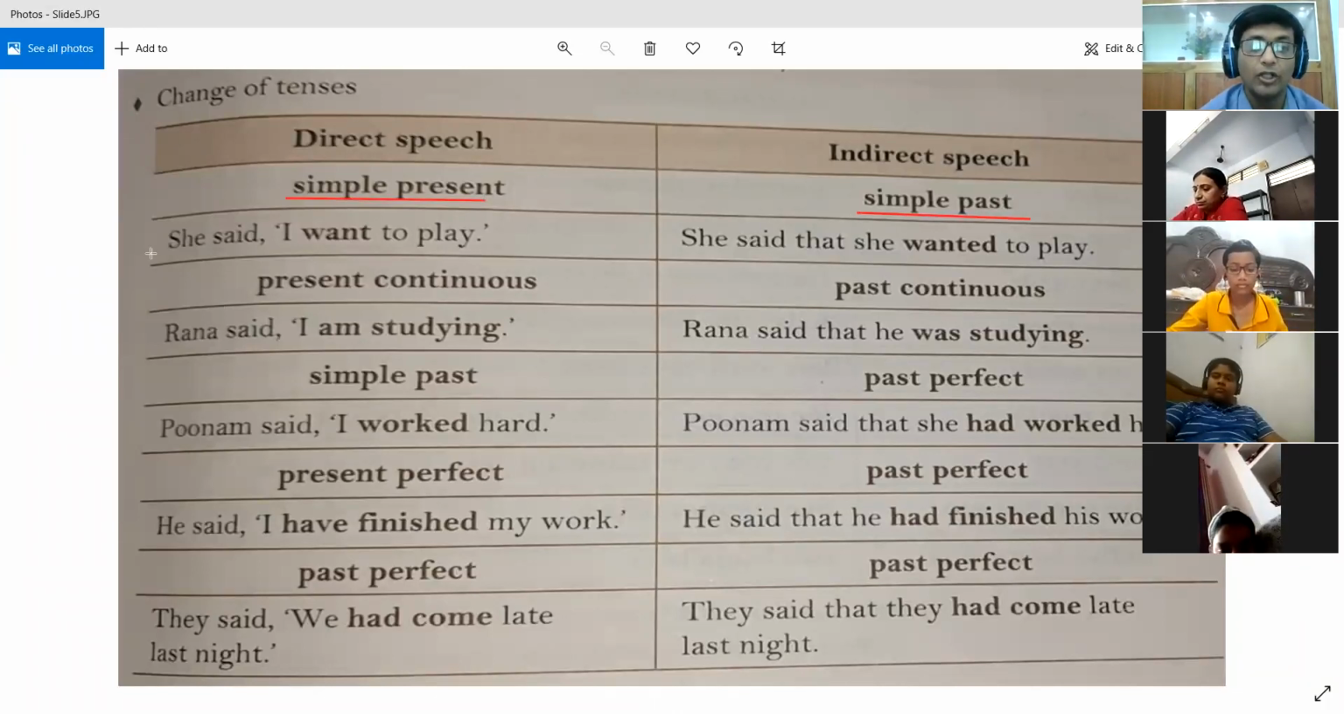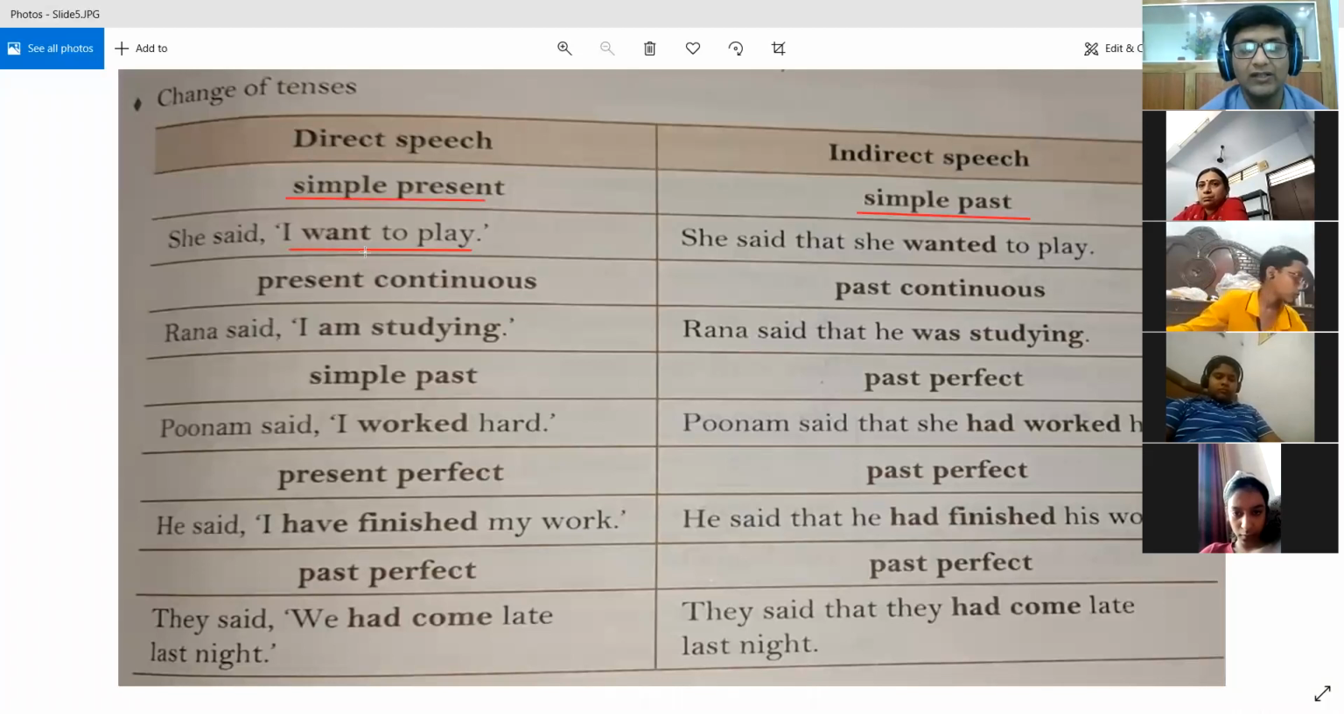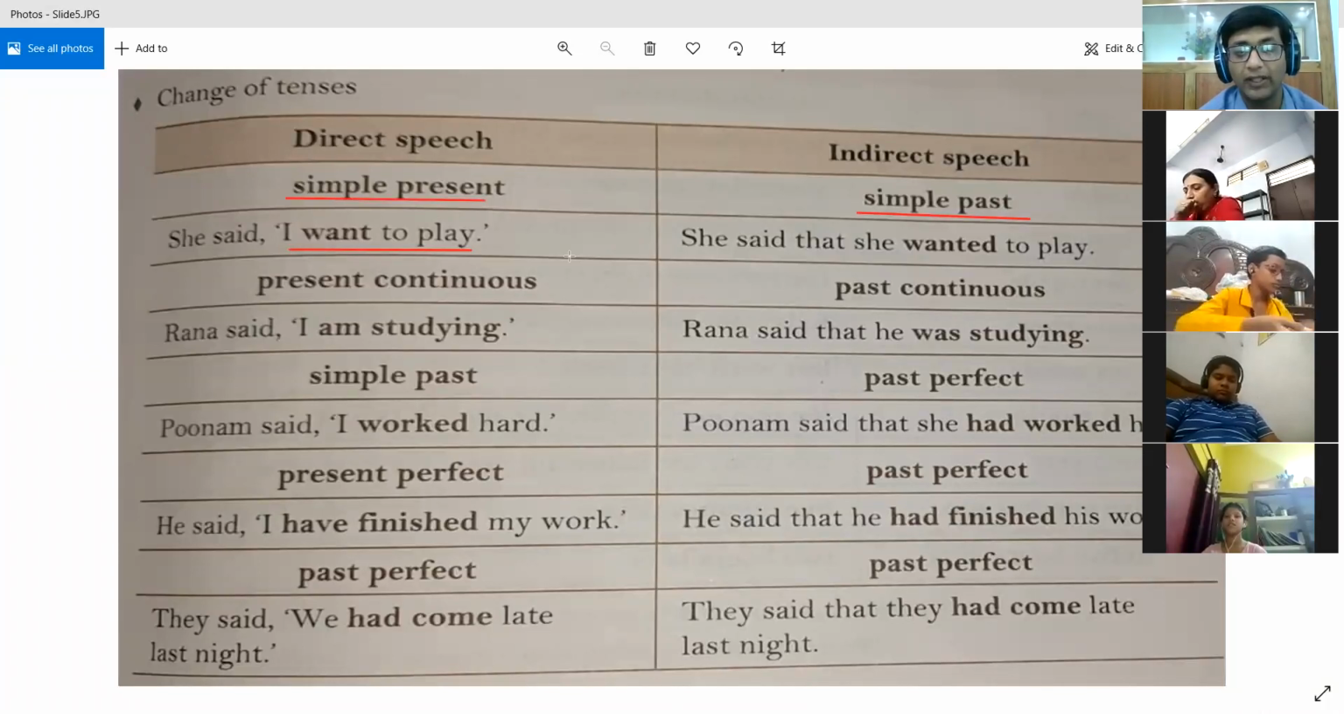See the example. She said, "I want to play." So this is simple present tense. We are reporting that she is saying, "I want to play." So what has it changed into? She said that she wanted to play. So want over here has changed into wanted. Got it? So simple present tense has changed into simple past.